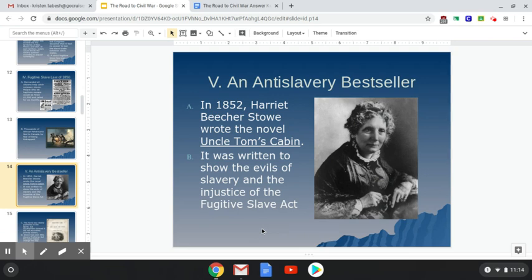So Harriet Beecher Stowe wrote a really famous book called Uncle Tom's Cabin. I'm sure that most of you have heard of this in some retrospect. This was kind of the first piece of literature that talked about the injustice of slavery that was very widespread.